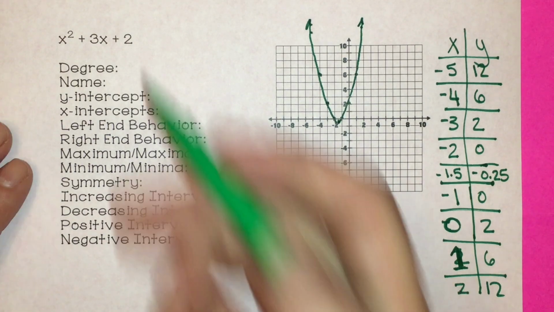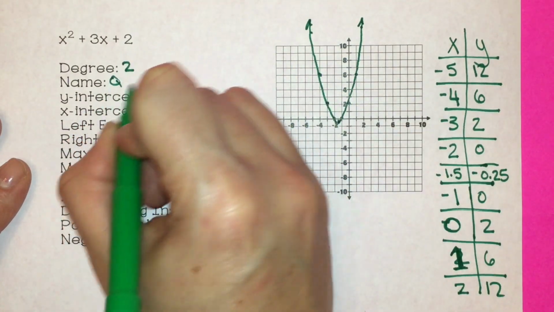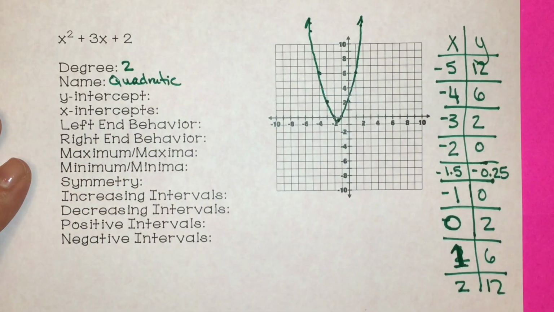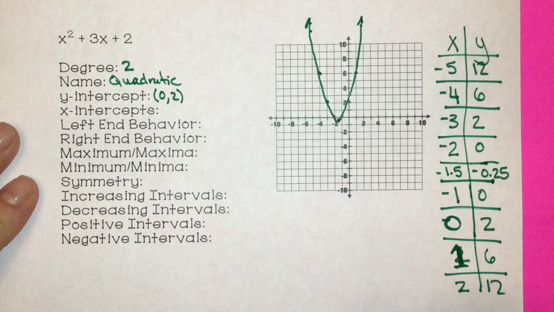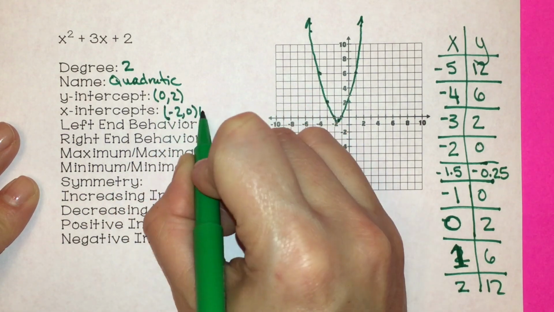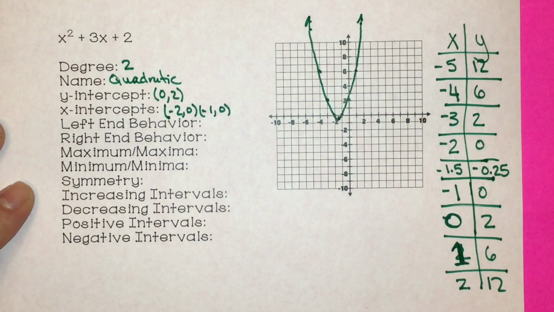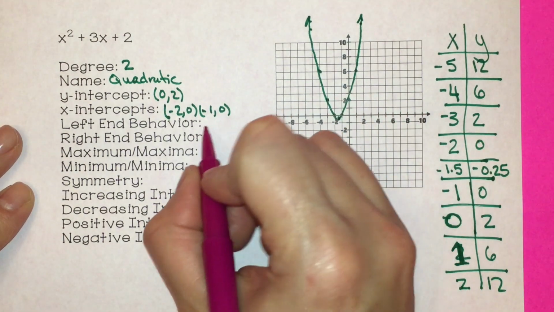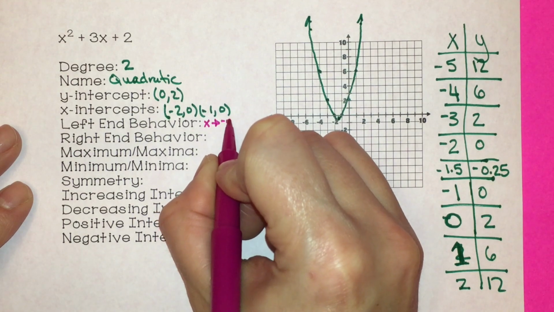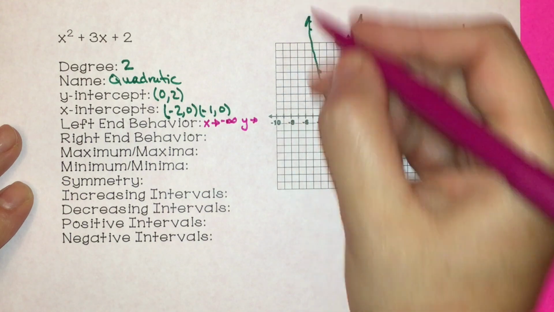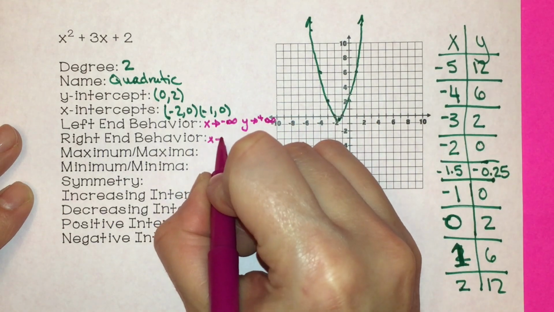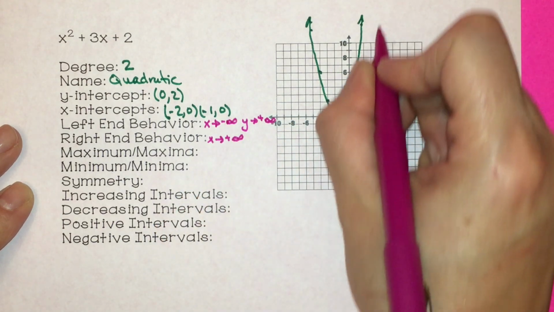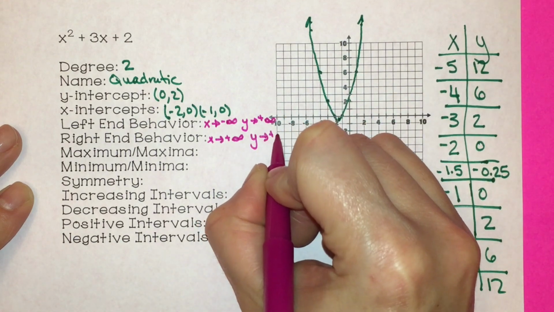All right, so the degree is 2. It is a quadratic. All right, the y-intercept goes through the y-axis at (0, 2). X-intercepts, there are 2 of them. We have (-2, 0) and (-1, 0). All right, now looking at end behavior. Looking at the left end behavior, when x goes towards negative infinity, y goes towards positive infinity because it's going up. Now look at the right side. When x goes towards positive infinity, we have y increasing. So y is still going towards positive infinity.